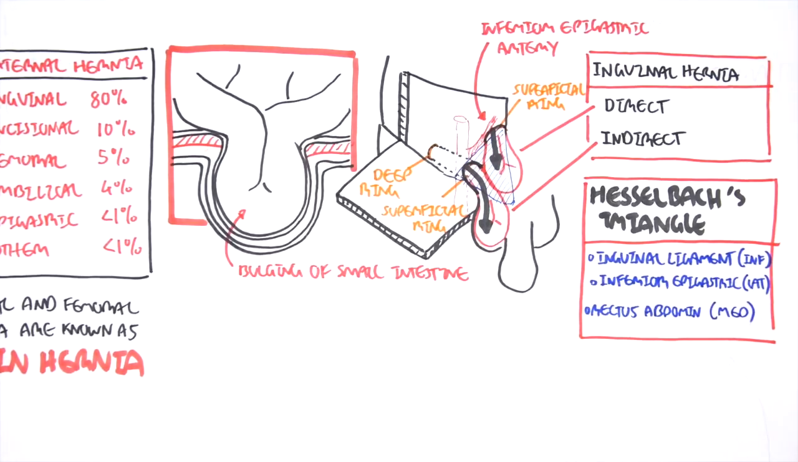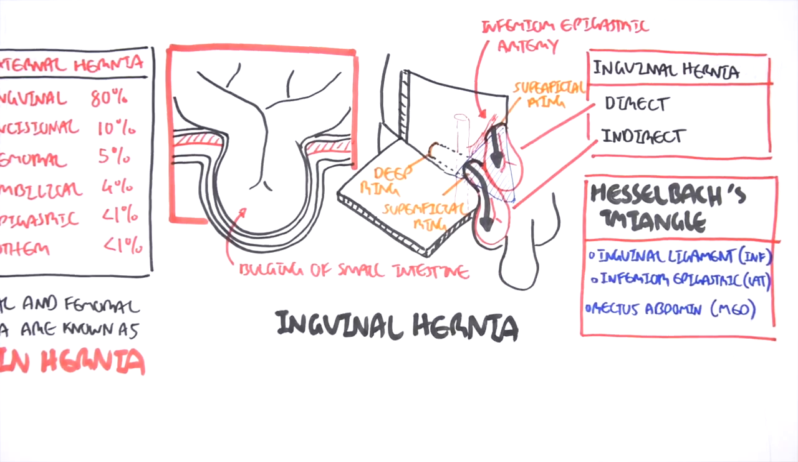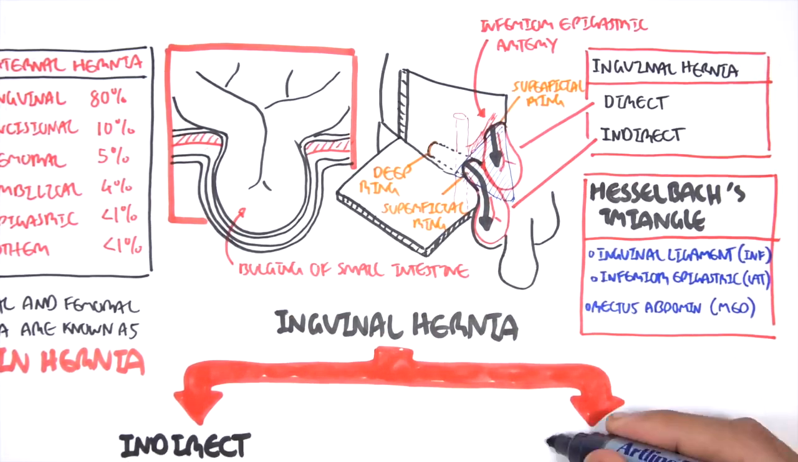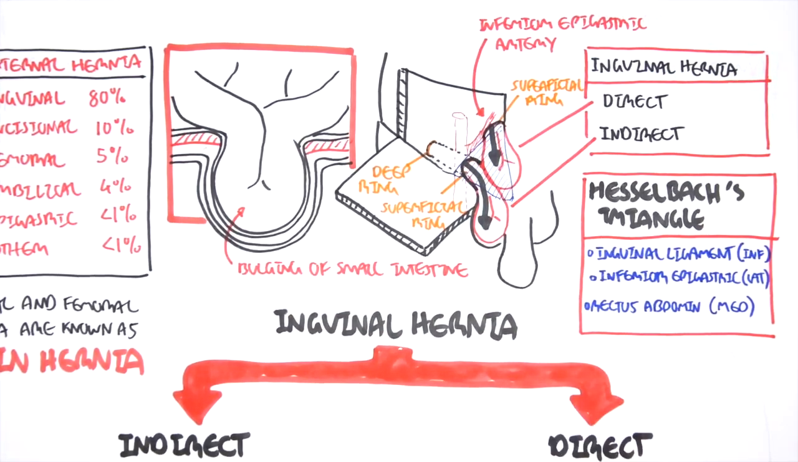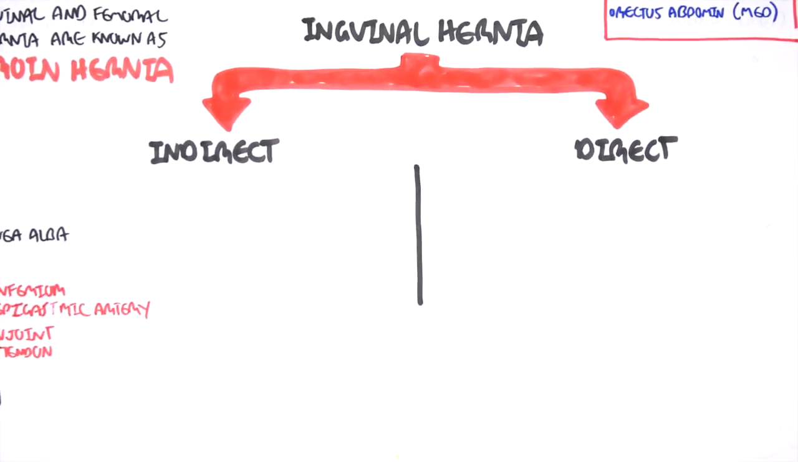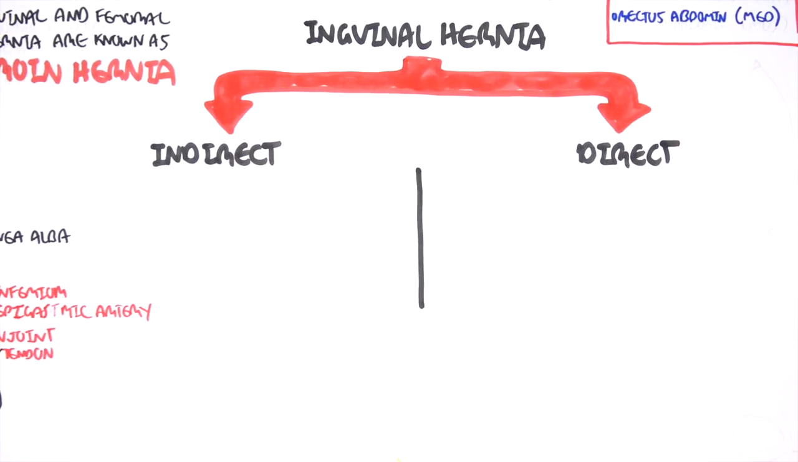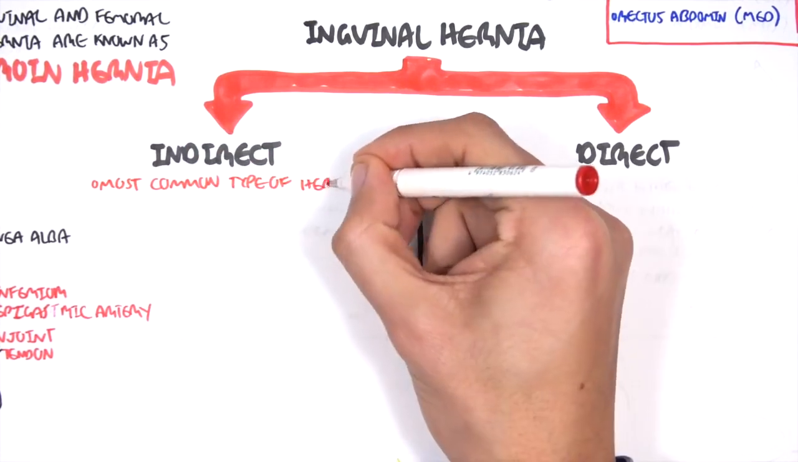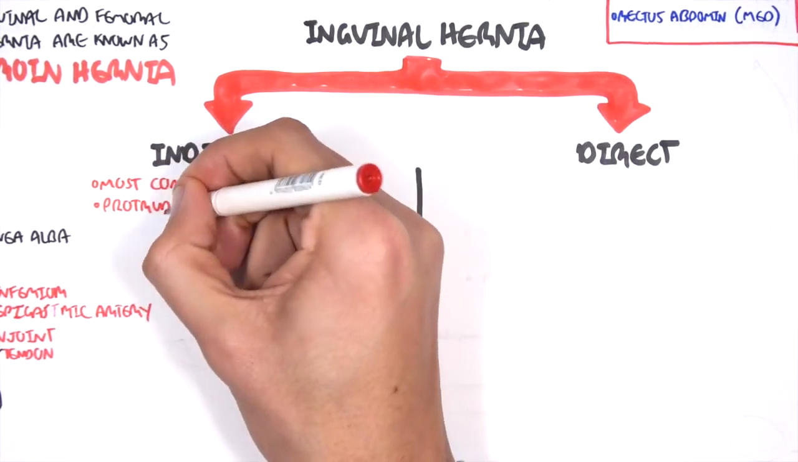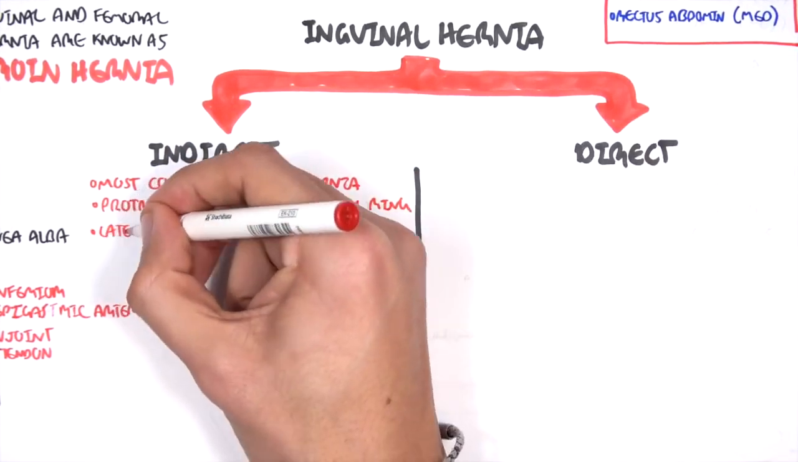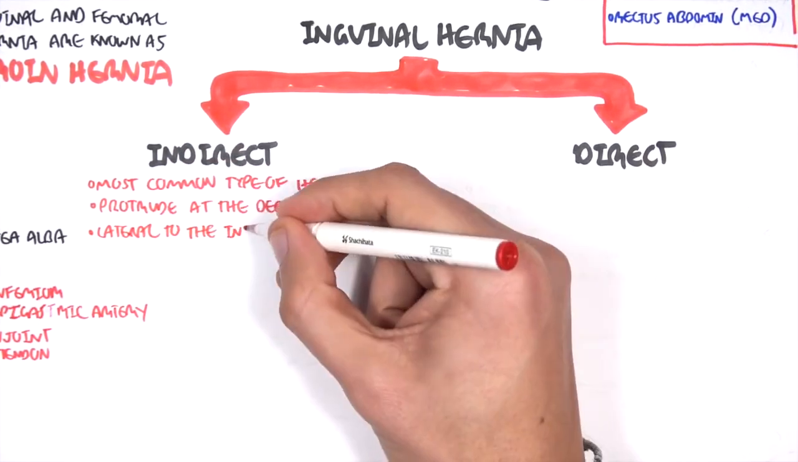So let's look at these two types of inguinal hernias in a bit more detail. Again, you have two types: the indirect inguinal hernia and the direct inguinal hernia. Let's begin by talking about the indirect inguinal hernia. It is the most common type of hernia. It's where the intestines protrude at the deep inguinal ring, lateral to the inferior epigastric artery. So it starts laterally.